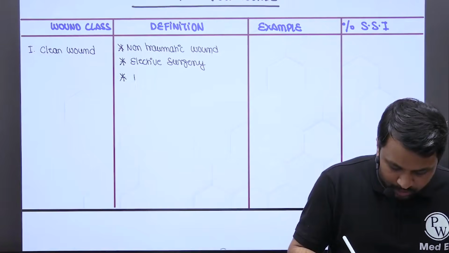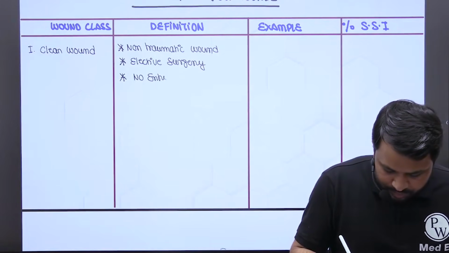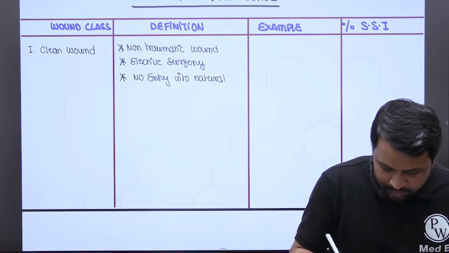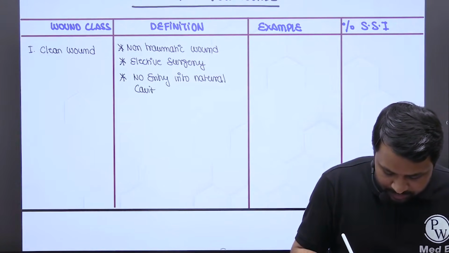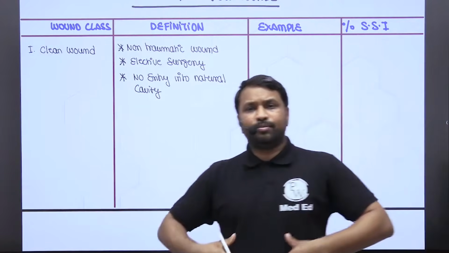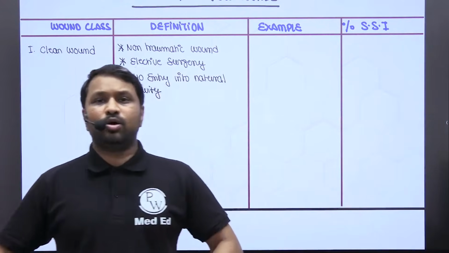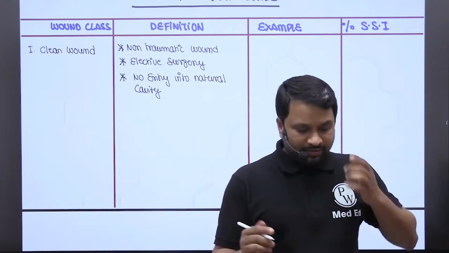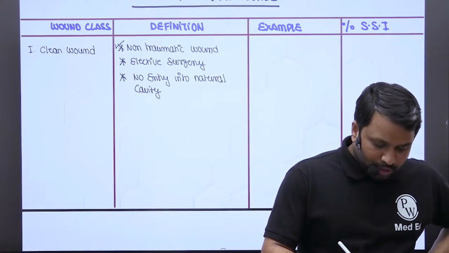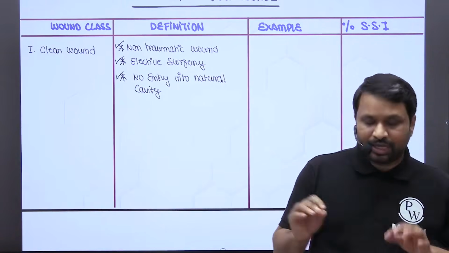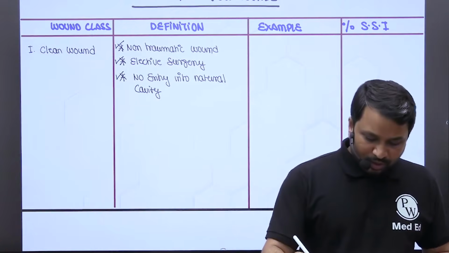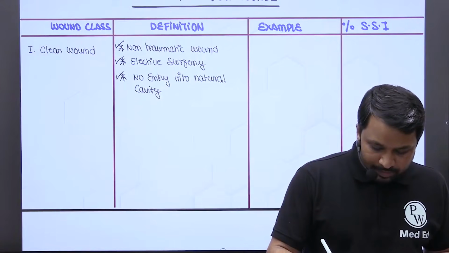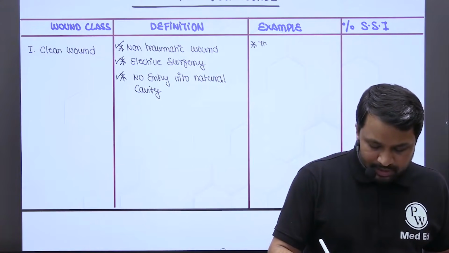There should be no entry into a natural cavity. When I say natural cavity, you're talking about the abdomen, the thorax, the ureters or the urogenital system. No entry into any natural cavity. It should be a non-traumatic wound, it should be due to an elective surgery, and there should be no entry into a natural cavity. If you satisfy all this, this will be called class 1 or the clean wounds. Now the example of the clean wound is going to be thyroidectomy.